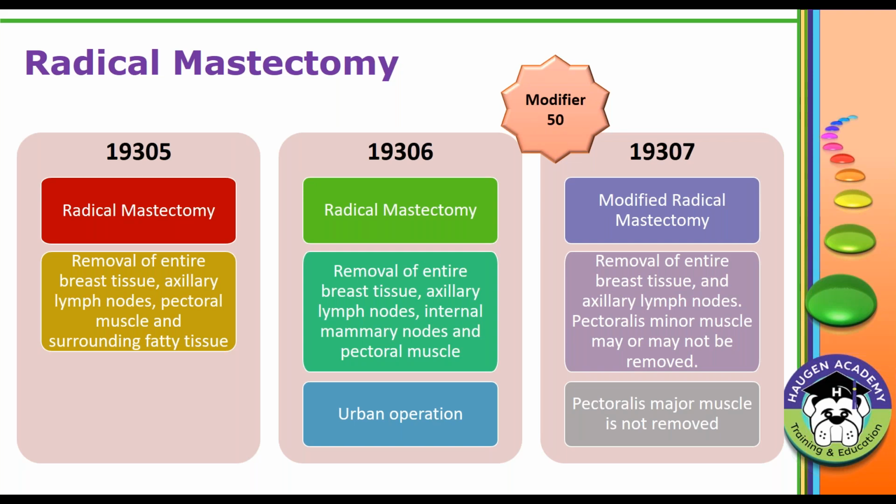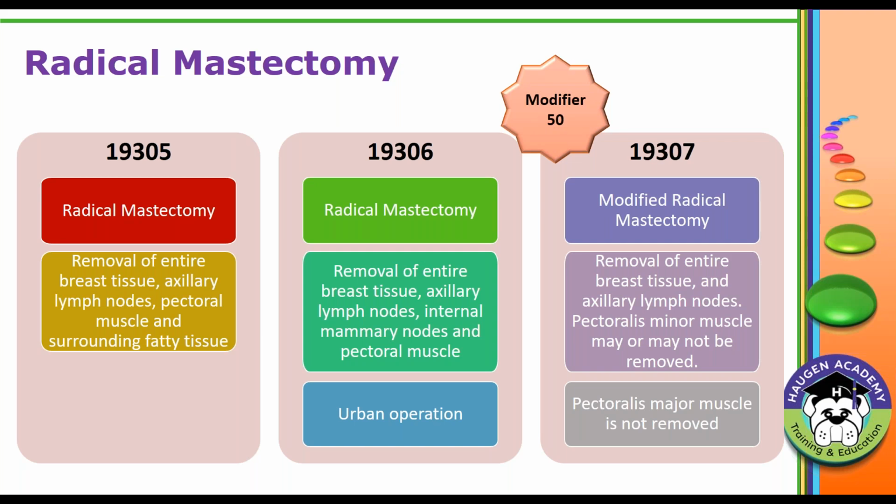19306 is performed when the cancer invades the chest wall. This type of mastectomy is really rarely performed these days, but it does include removal of entire breast tissue, skin, axillary lymph nodes, internal mammary nodes, and pectoral muscles. It's also called an Urban operation.